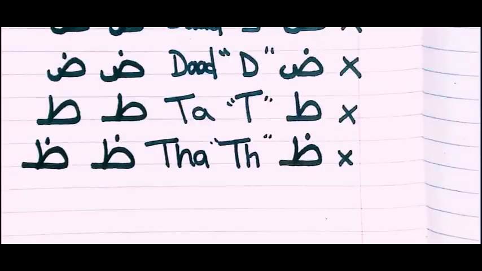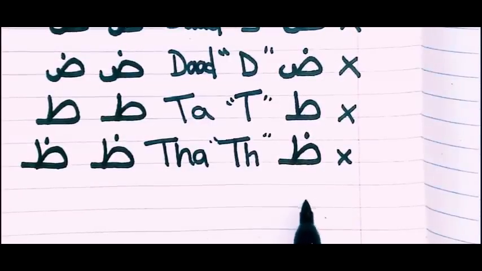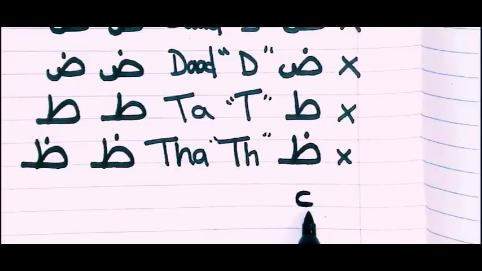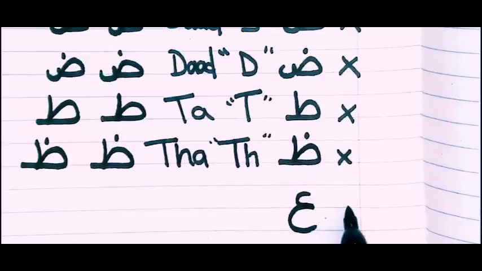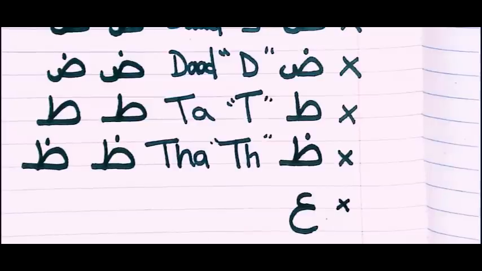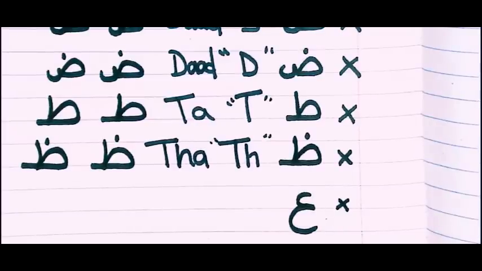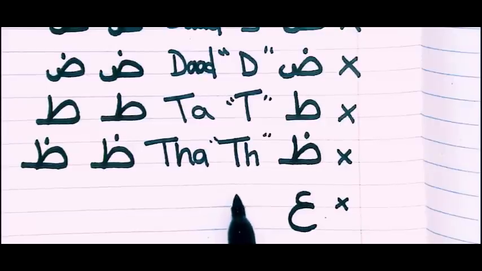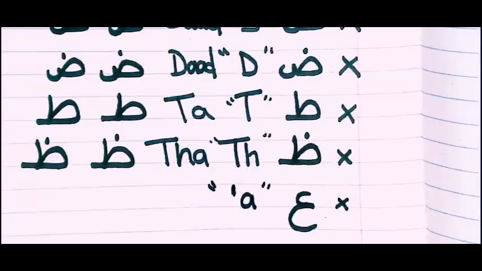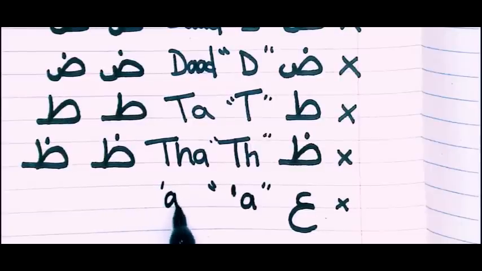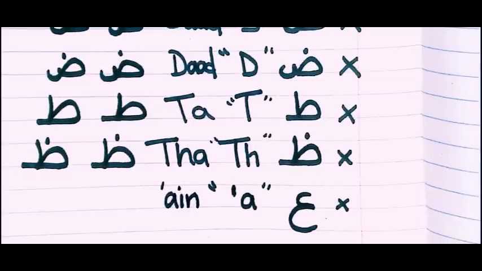And then we have ayn. This is a unique sound to Arabic. It's hard to pronounce, but you'll get there. You pronounce it from your throat. We don't have an equivalent sound to it in English, but I'm going to refer to it as an apostrophe with an A. The letter is called ayn.